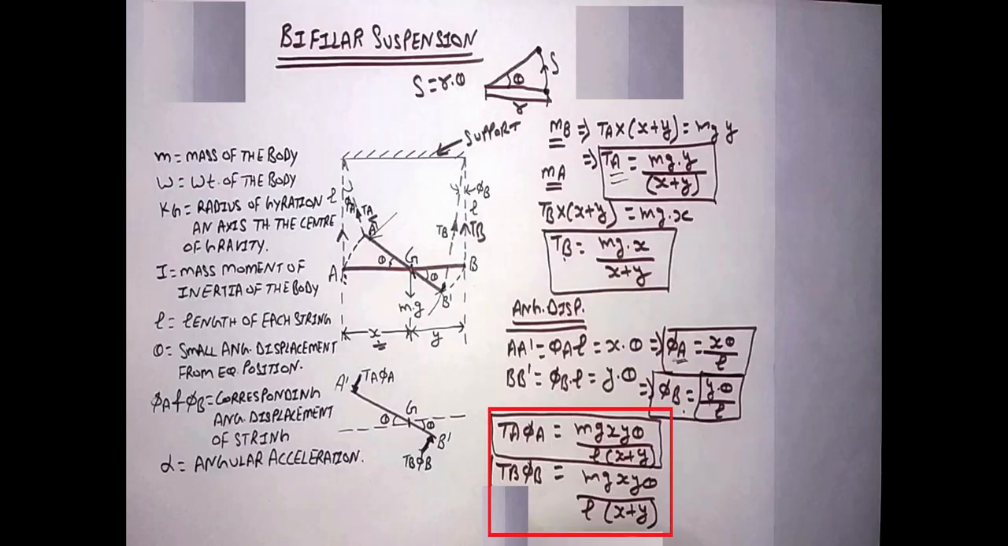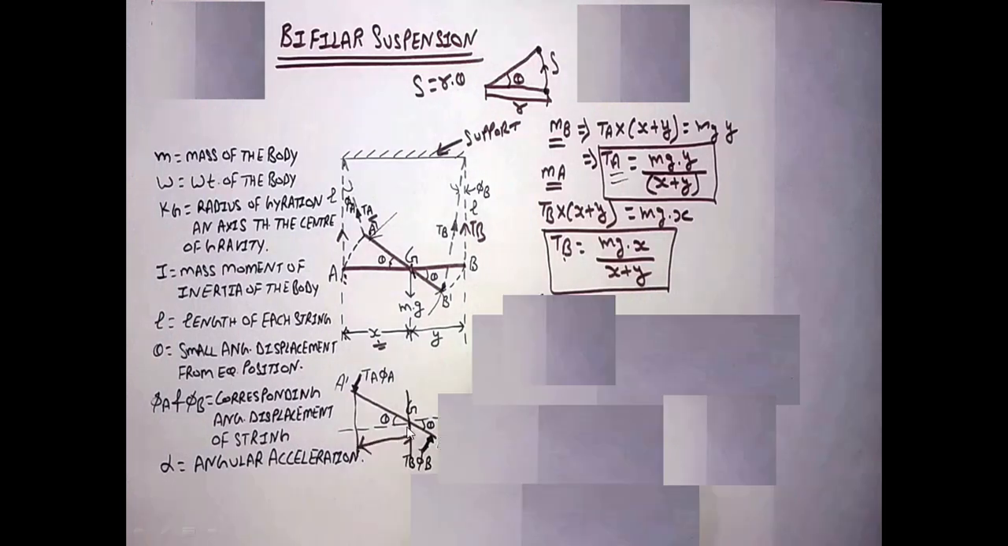As we know, torque is equal to force times the perpendicular distance, which is equal to x. Similarly, for the component of tension force B, so this is our restoring torque, which is equal to mgxy theta upon L. And now we talk about the disturbing torque.